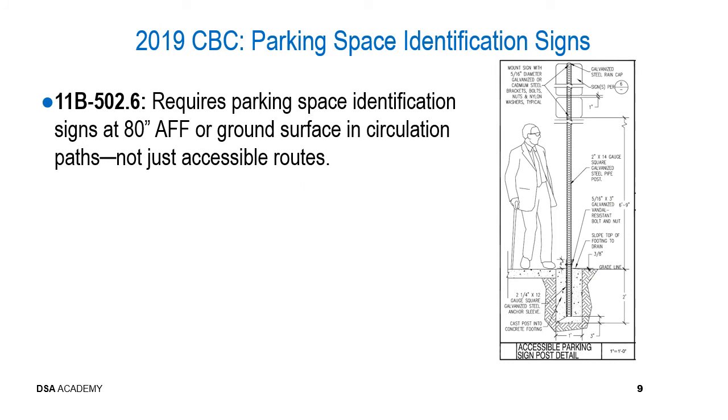Regarding parking space identification signs, those are the same as they've been in the past in 11B-502.6. This requires the parking space identification signs at 80 inches above the finished floor or ground surface in the circulation paths, not just the accessible routes.